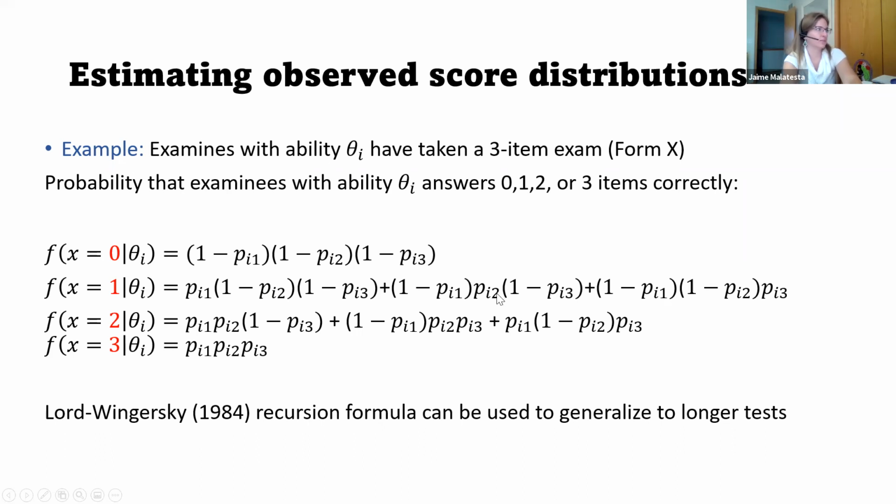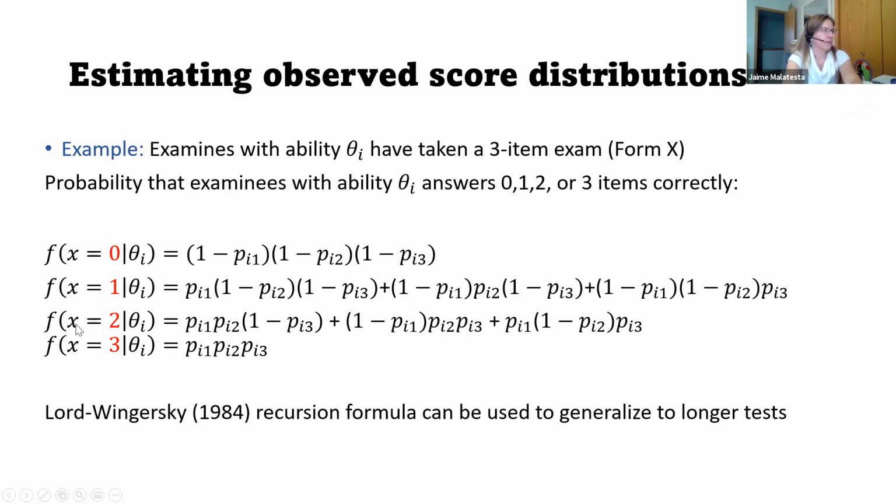The second way they could get a score of 1 is by getting item 2 correct, but getting item 1 and item 3 incorrect. So this is the second term here. The third way that they could get a score of 1 is by getting the third item correct, pi 3, and getting the first and second items incorrect. So there are 3 different ways of getting a score of 1, and we add those 3 probabilities up to get the overall probability of this candidate getting a score of 1 on this 3-item test.